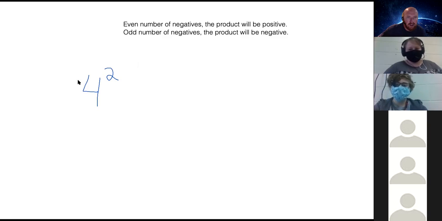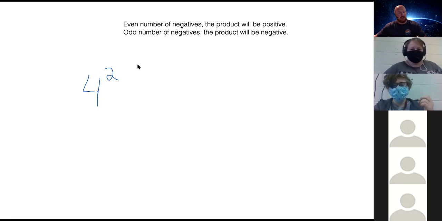Good. Letty put in the chat 4 squared. There's another way we can say this. What's the other way we could say this? Wouldn't it be 4 to the second power? Bingo. So 4 squared or 4 to the second power. Those are the same thing. Good.